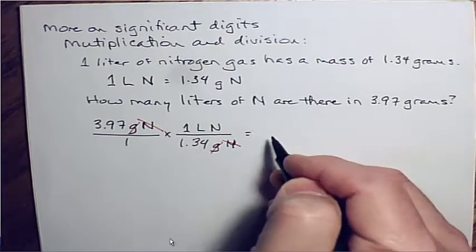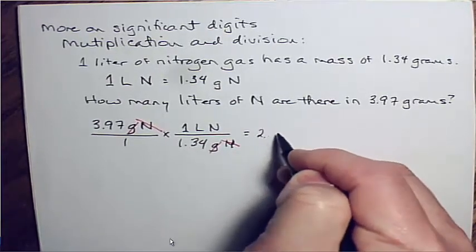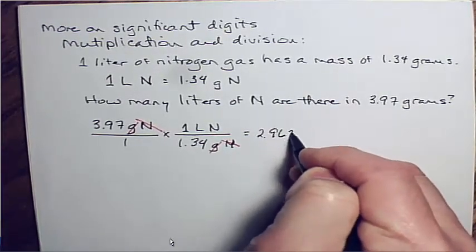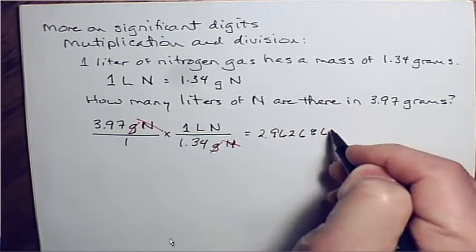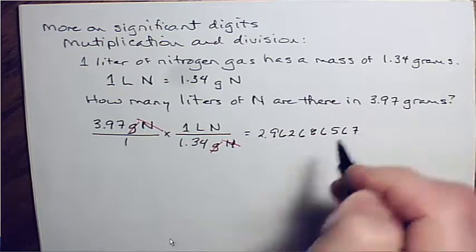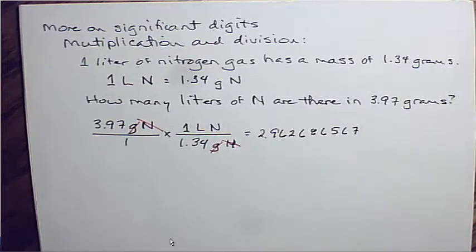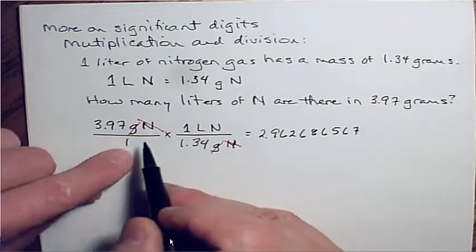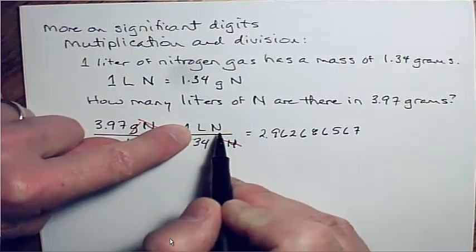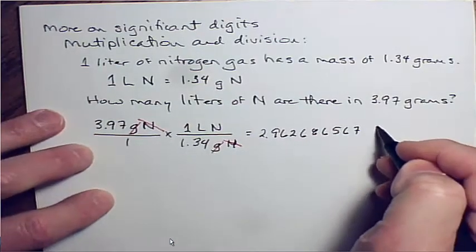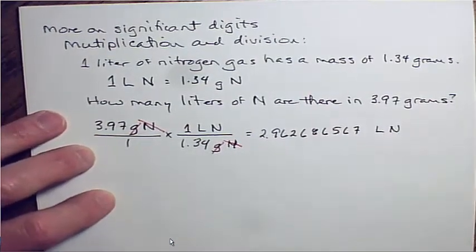Okay. All right. So the answer here, if you put it in your calculator, 2.962686567. Now your calculator may have a few more digits or a few less digits. That's okay. You're going to put down all the digits you have in your calculator. You want to try it out and see if you get the same number as me. That's good. Now what we've done is we've canceled all the units and species except for liters and nitrogen here. So that's what we're going to put on this answer because that's what it is.